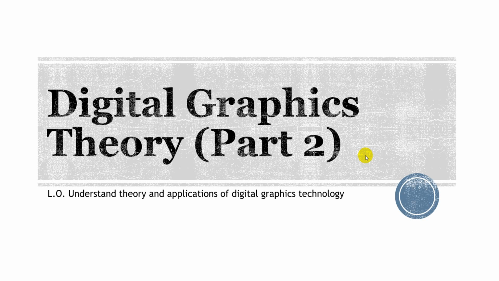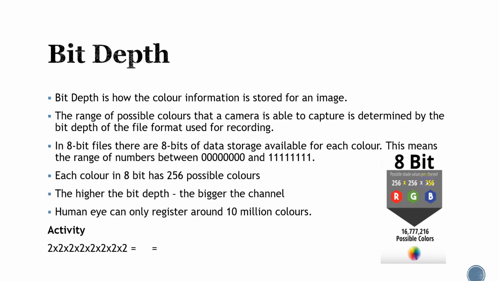Hello everyone, this is lesson 5 of our digital graphics course, unit 30, and in this session we're looking at the second part of the theory-based digital graphics unit. I've called it part 2, but really it's a continuation of our first lesson here. So we're going to look at the theory behind digital graphics.